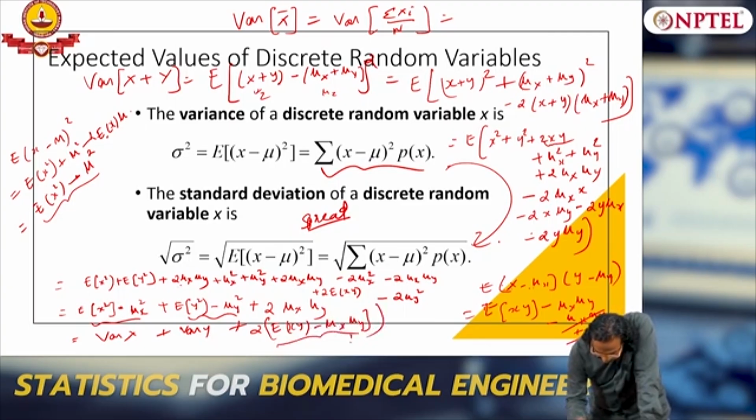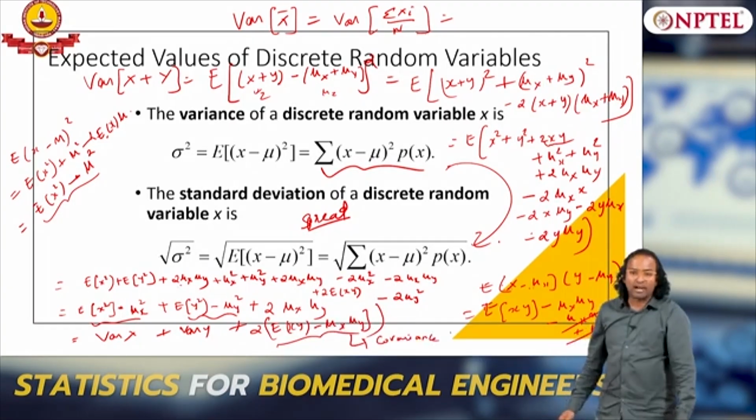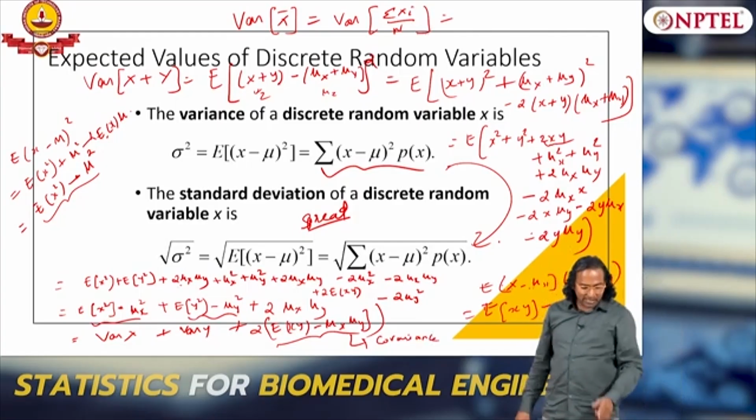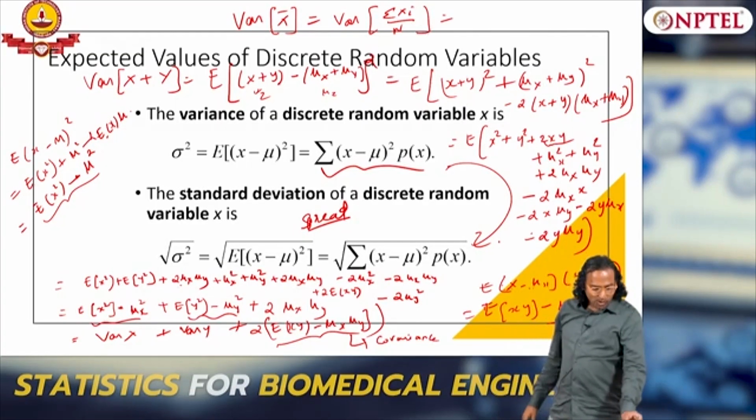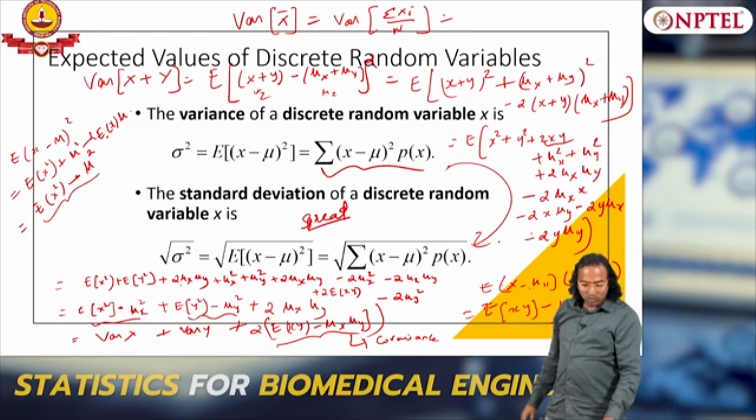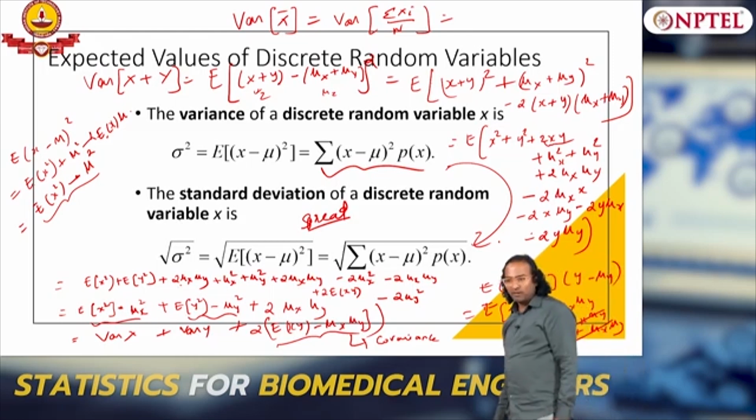This is nothing but covariance, the relationship between two random variables. We will not worry about this juncture. So what do I have? Variance of x plus y is variance of x plus variance of y plus 2 times expectation of xy minus mu x into mu y.